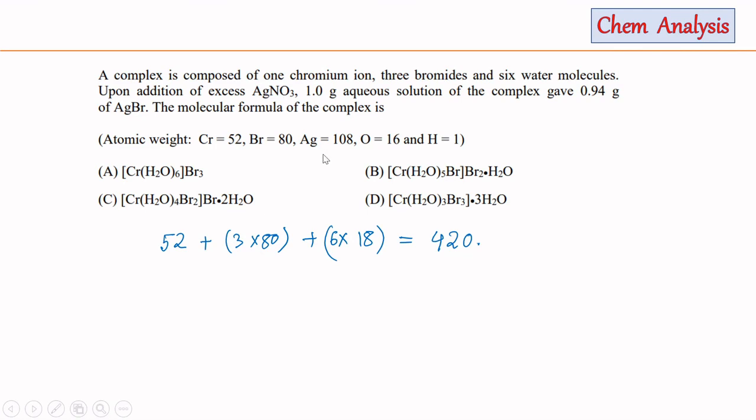This is the weight for the chromium H2O whole 6 Br3 complex. This is the empirical formula for the complex. We have to find the correct molecular formula, that means how many bromide units are within the coordination sphere or outside the coordination sphere, and for that we have to identify how many moles of silver bromide are precipitating by reacting this complex with silver nitrate.